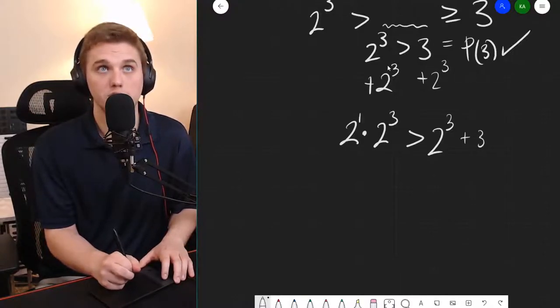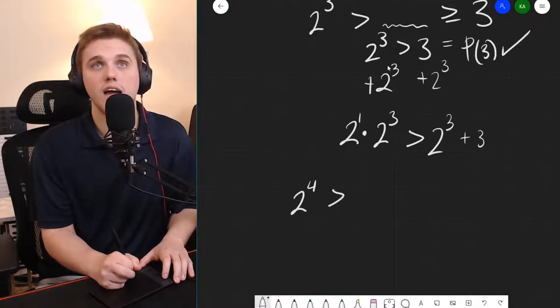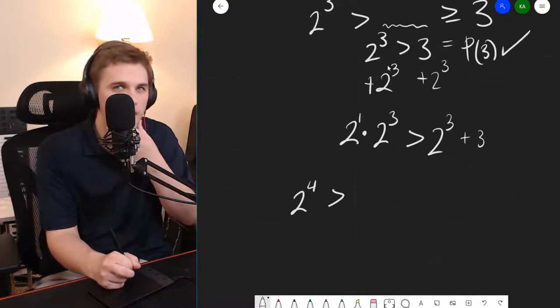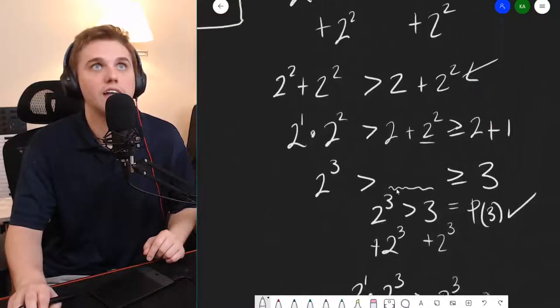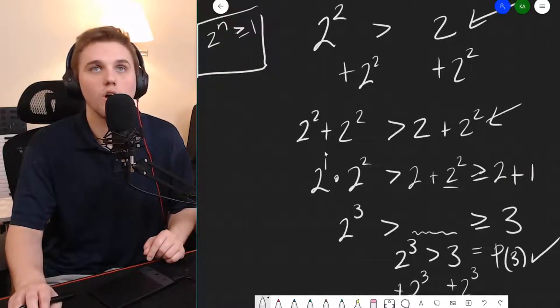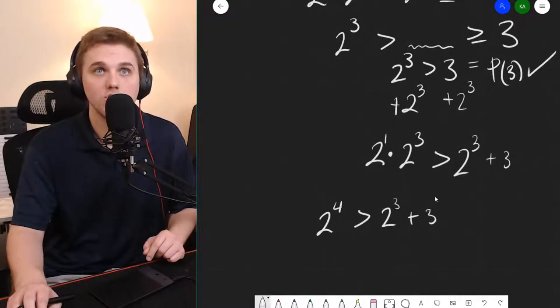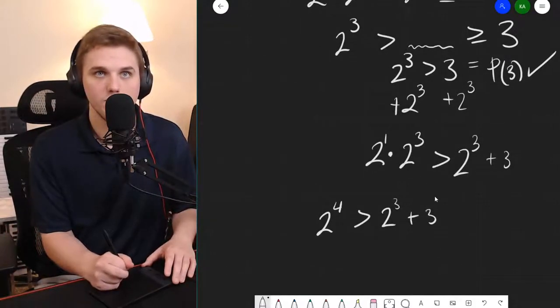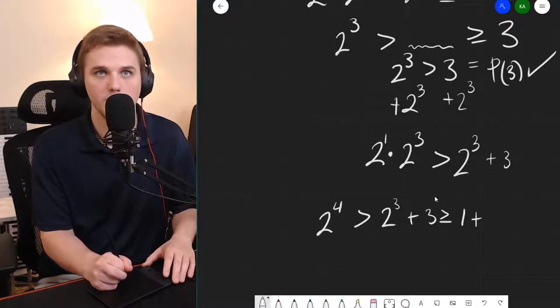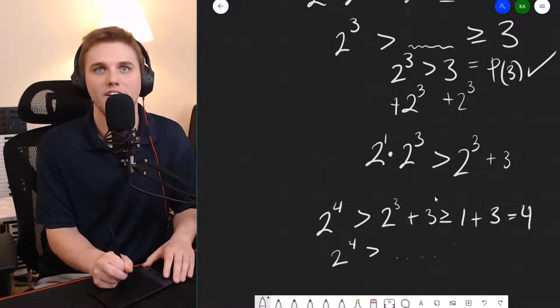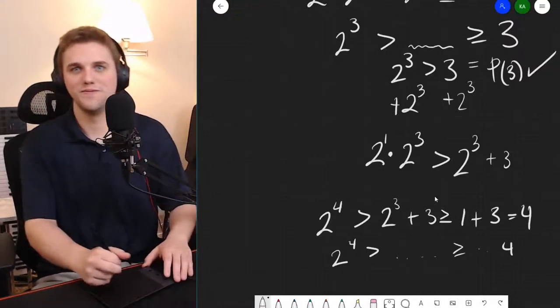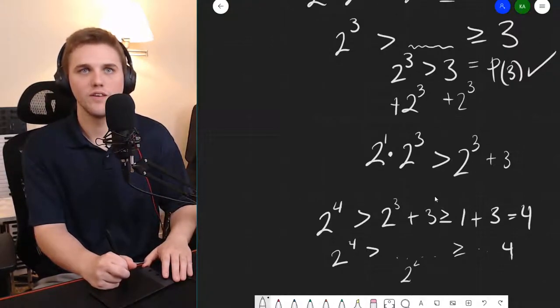Cool. So by the law of exponents, this just means I increment by 1. So the left-hand side is 2 to the 4th power. And the right-hand side is, well, it's not 4. But check this out. Remember how I said that 2 to the n is greater than or equal to 1 for all n greater than or equal to 0? Well, 2 cubed is greater than or equal to 1. So this is greater than or equal to 1 plus 3, which is 4. And lo and behold, we have 2 to the 4th power is greater than 4. Or if you want to compress that, this is still true.